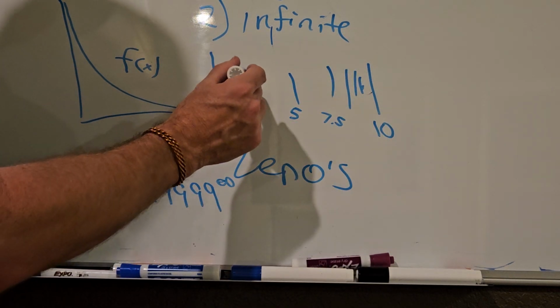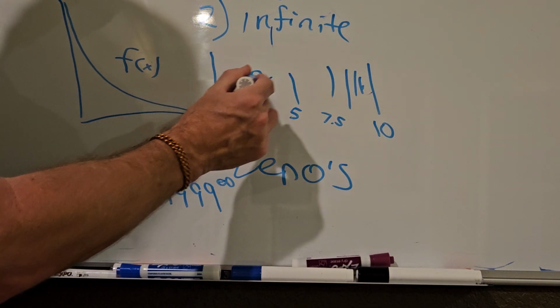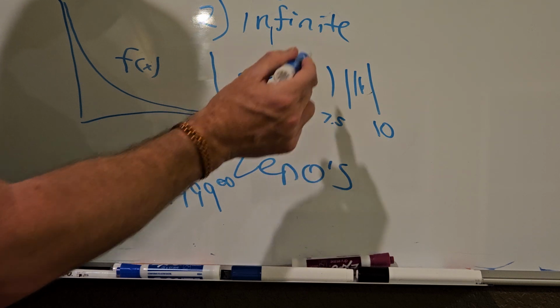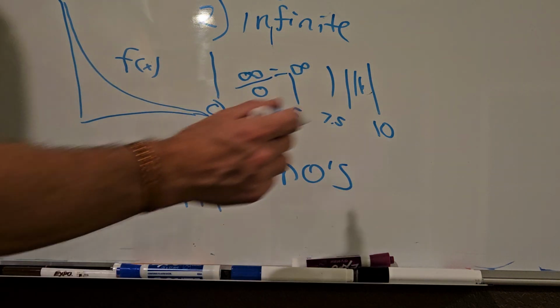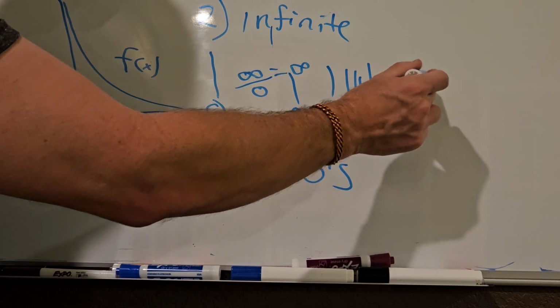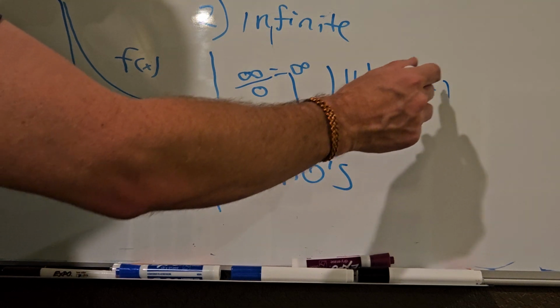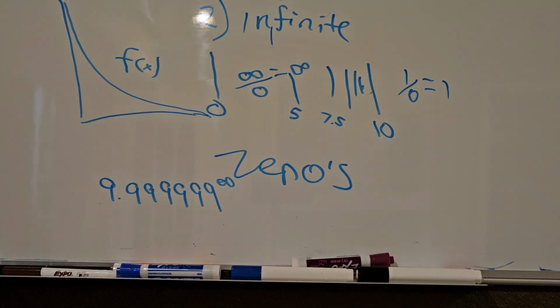But if you divide infinity by 0, you should have infinity, right? Because if you divide 1 by 0, you should have 1. 1 divided by nothing is something, in other words.